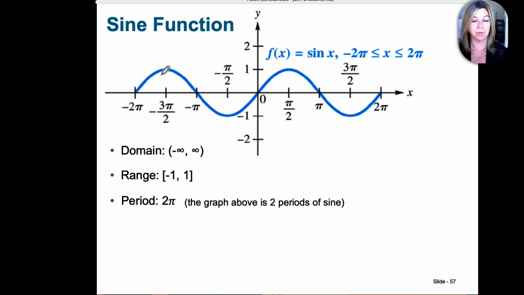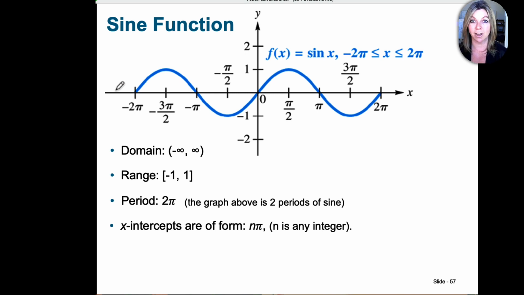The graph above, like we said before, but now it's in writing, shows two periods of the sine function in this particular graph. Although we know by the domain, negative infinity to positive infinity, this would repeat forever in both directions.